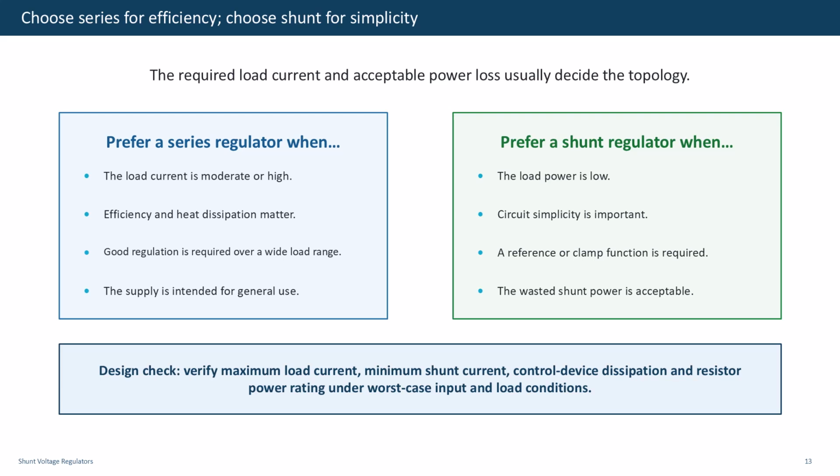At the worst combination of input voltage and load current, ensure that enough shunt current remains for regulation without exceeding the transistor, Zener, or resistor power ratings. For either topology, calculate the control device dissipation and provide an adequate thermal margin before selecting component ratings.